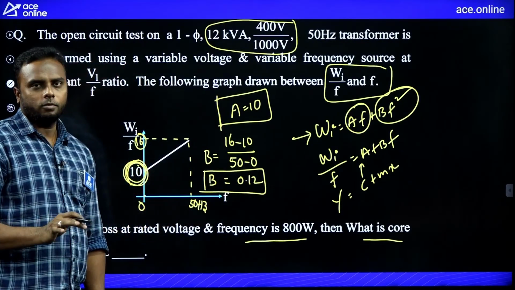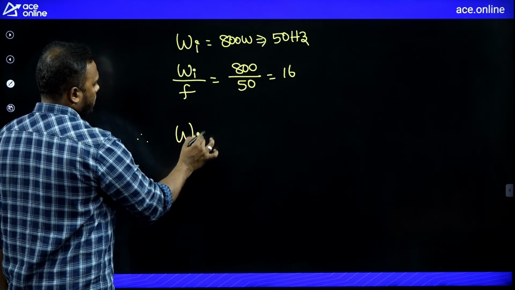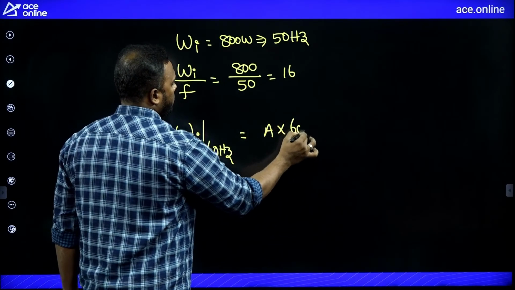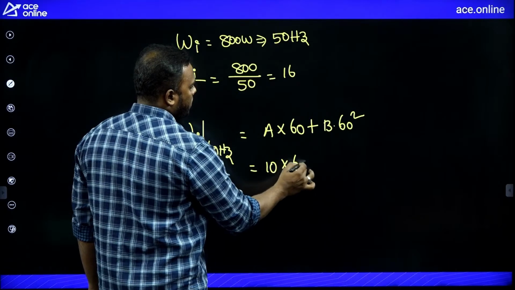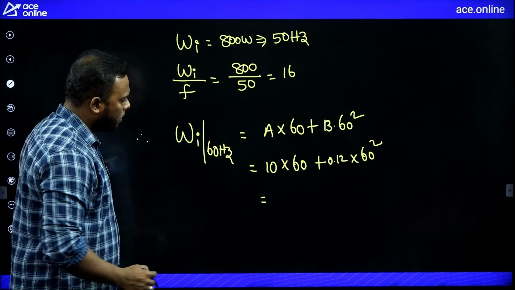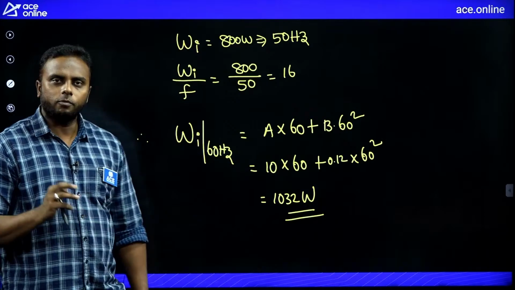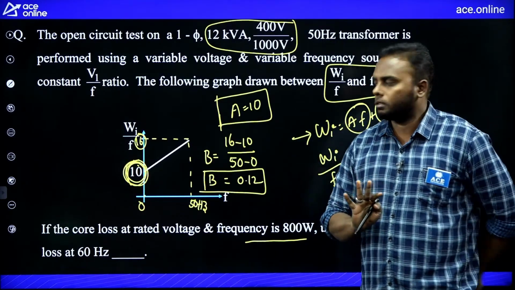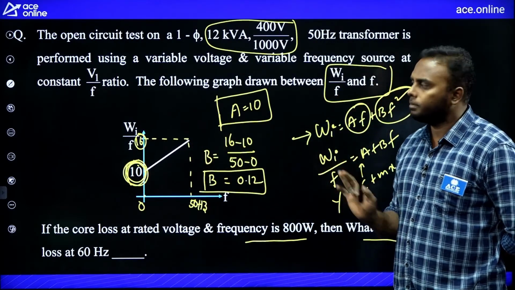Once you know the A and B values, you can find the iron loss anywhere using this equation. Therefore, we need to calculate the iron loss at 60 Hz. What is the formula? A into 60 plus B into 60 square. The A value we got is 10, so 10 into 60 plus the B value 0.12 into 60 square. Calculate this, we get an iron loss of 1032 watts. Check the calculation. Like this we can find iron loss at any frequency once we know the values A and B, because they are constants and won't change. You should know this graph first. If you don't have an idea of the graph, you cannot solve for A and B here. Okay, next question.